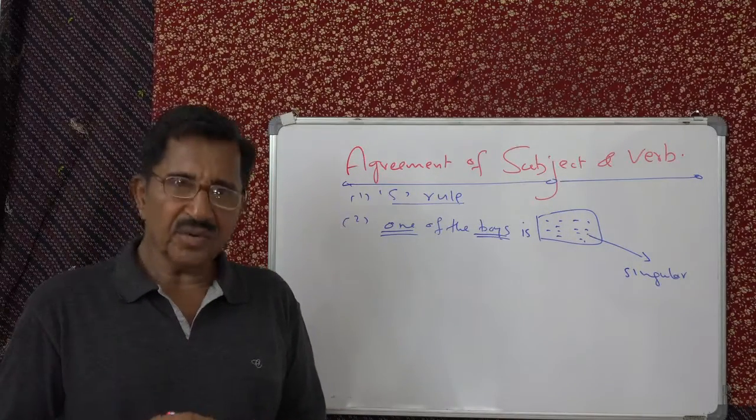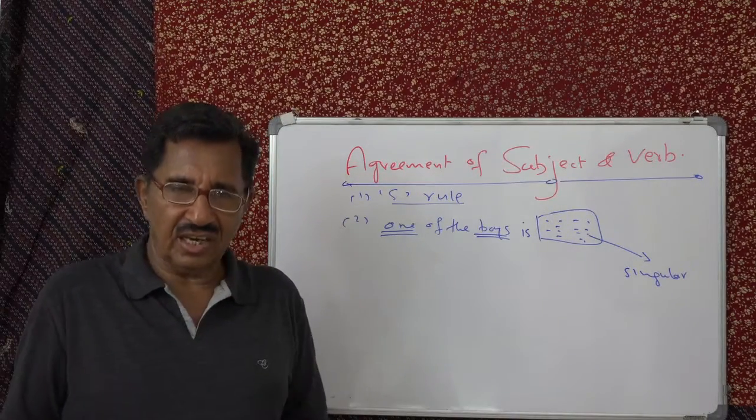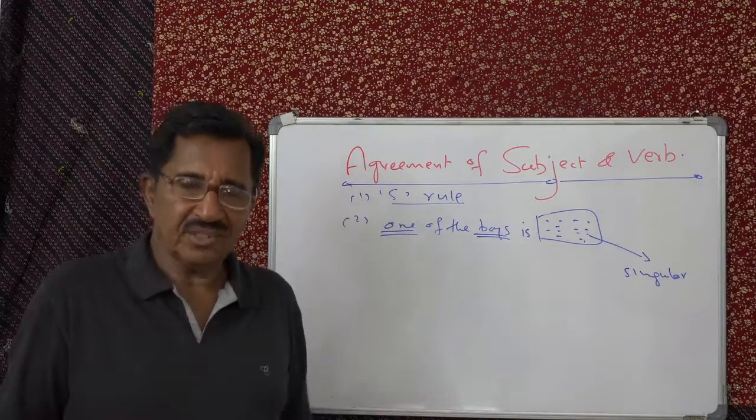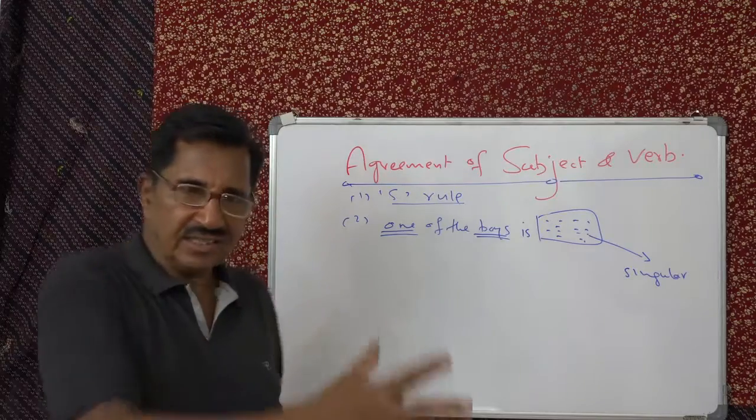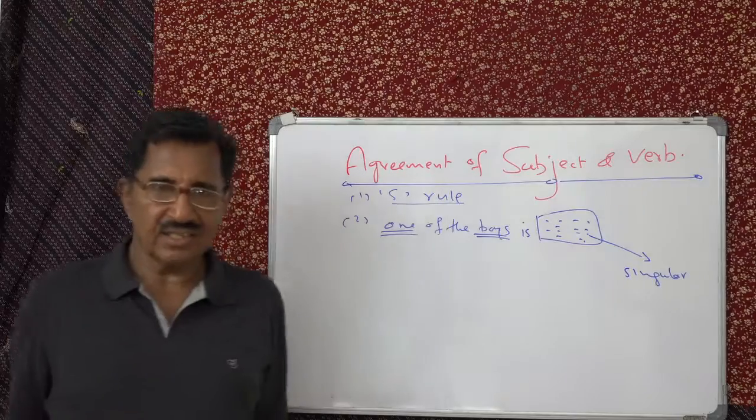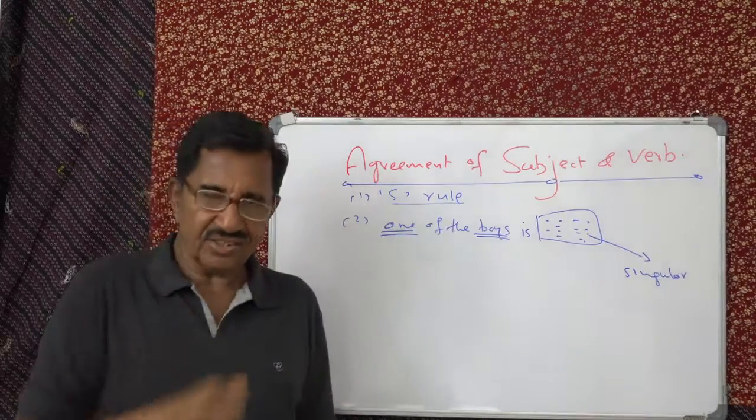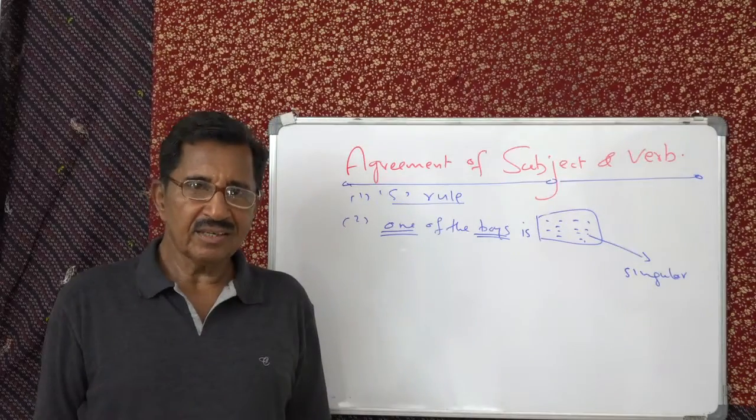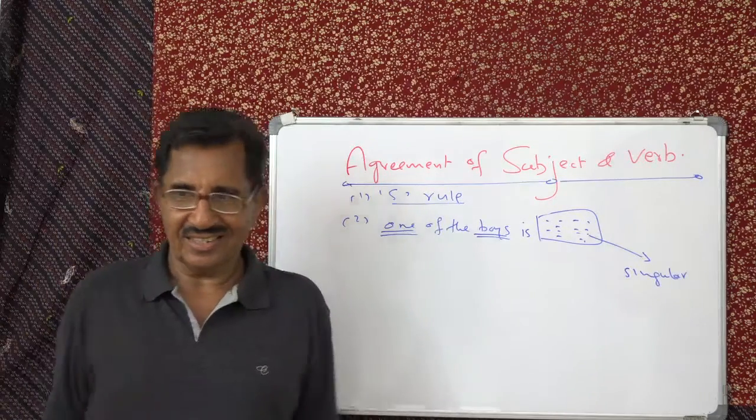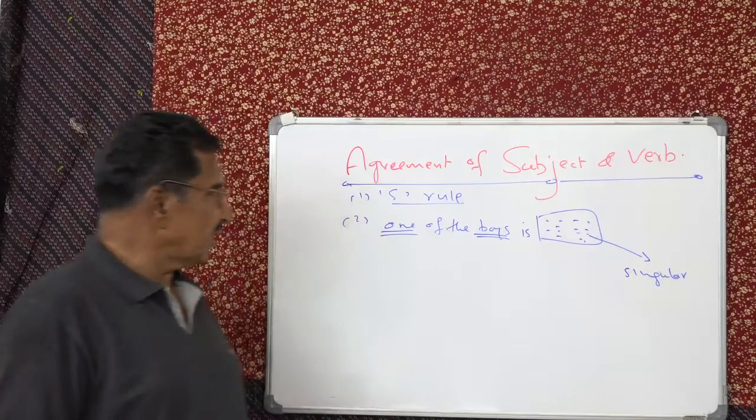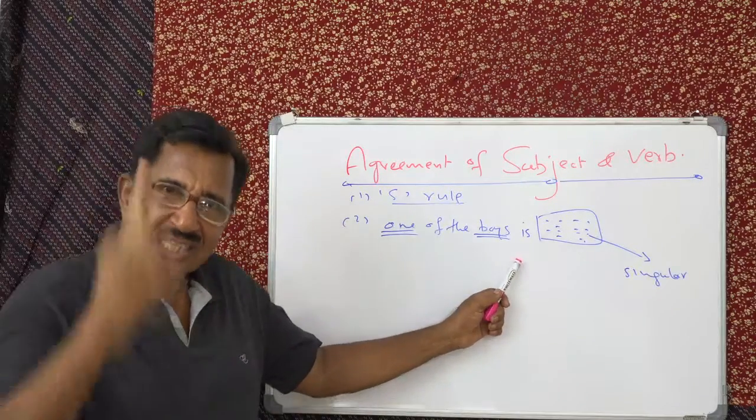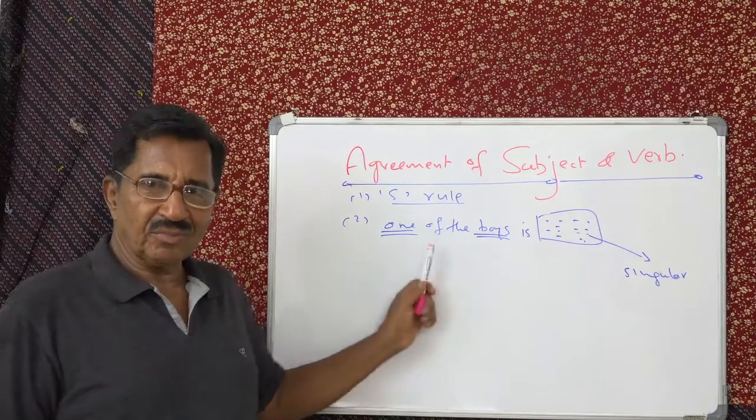Listen. One of the boys starts, S-T-A-R-T-S, third person singular. One of the boys jumps. One of the boys runs, not run, runs. One of the boys sings. One of the boys drinks. One of the boys throws. So the point to note is, one of the followed by a plural noun is singular, because we are speaking about only one.